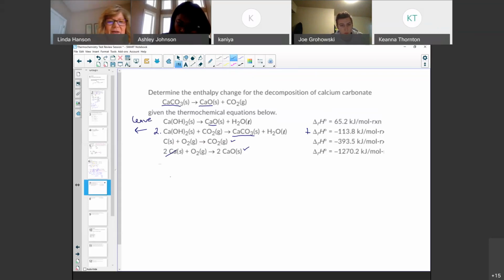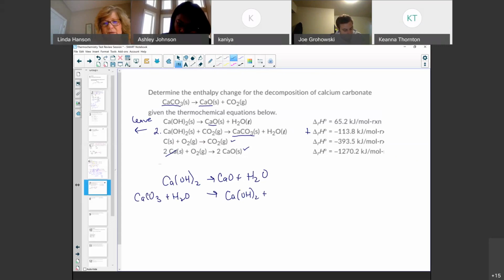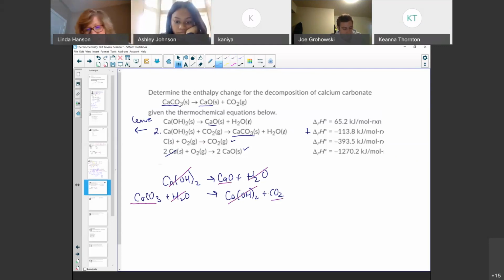And sure enough, if I write the first equation over just as it's written, and I reverse the order of the second equation, we can then cancel calcium hydroxides. We can cancel the waters. We've created CaCO3 pointing to CaO and CO2. And we never needed equation 3 or 4 to build it.